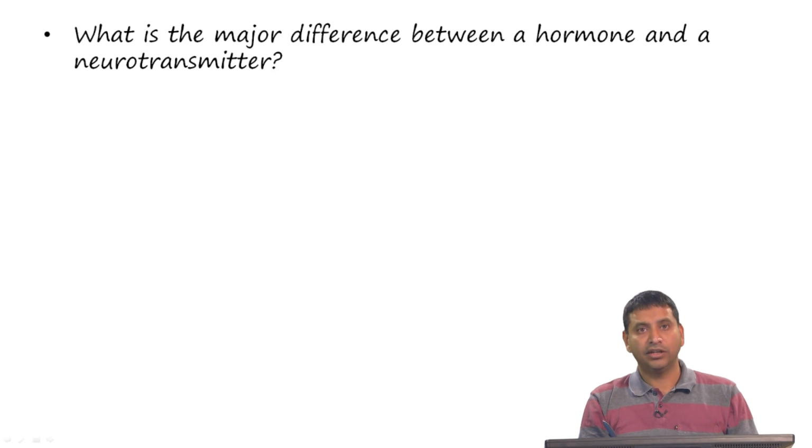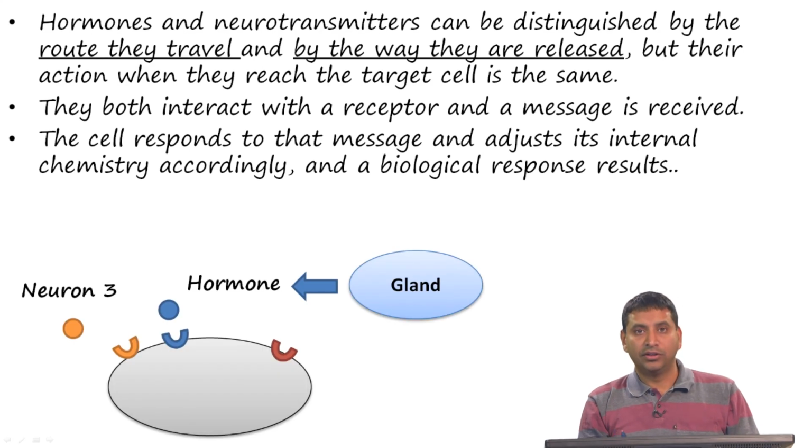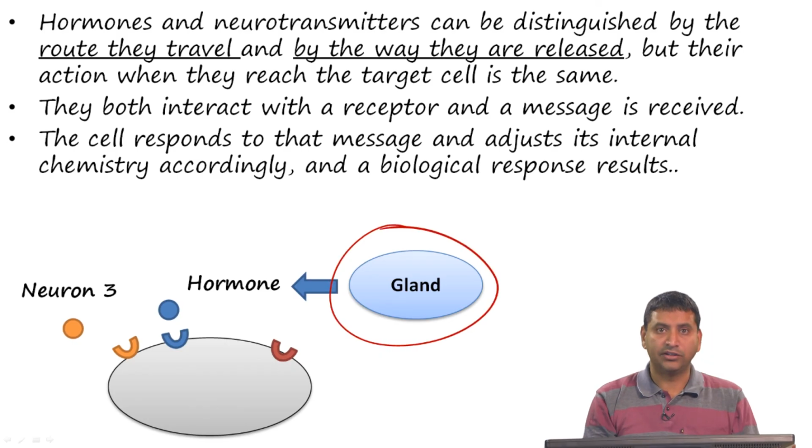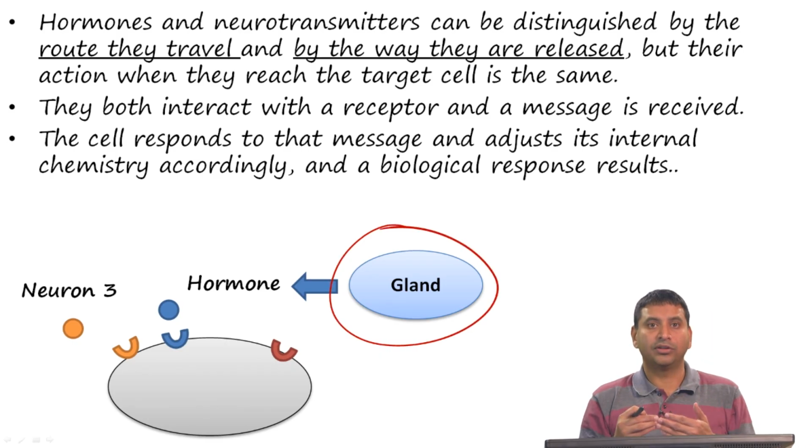The next question is, what is the major difference between a hormone and a neurotransmitter? We have already looked at different forms of receptors, and now we are talking about the ligands. This is again a recap from the class. Hormones and neurotransmitters can be distinguished by the route that they travel and by the way they are released. Hormones are secreted by glands, whereas neurotransmitters are secreted by neurons.